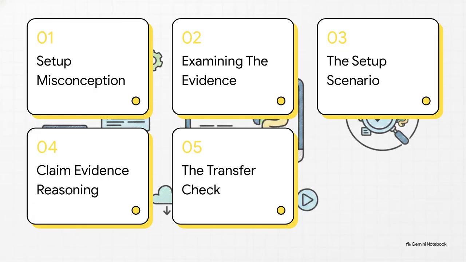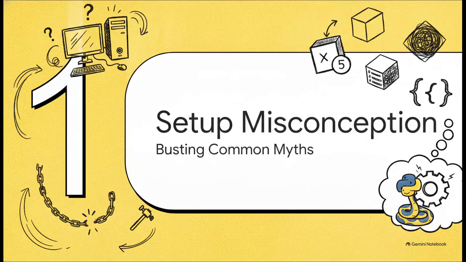Here's our quick roadmap for today's explainer. We're going to start with the setup misconception, then examine the evidence, dive into the setup scenario, break it all down with claim evidence reasoning, and wrap things up with the transfer check. All right, let's jump straight into Section 1, the setup misconception.